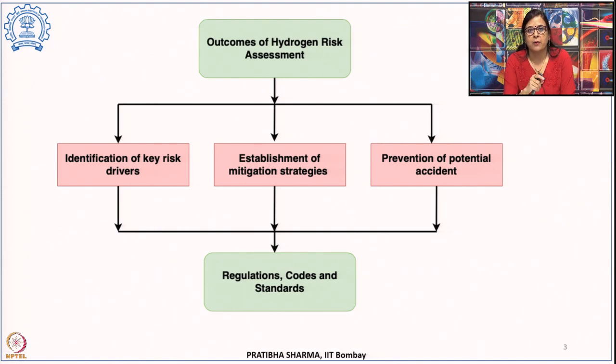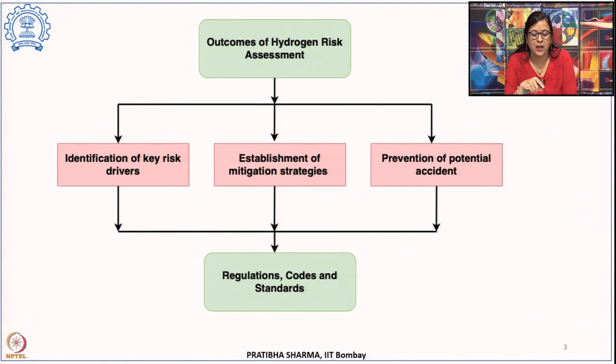Now, the important part in the hydrogen risk analysis is, first of all, to identify the key risk drivers which can lead to certain hazardous situations, the influencing parameters, then establishing the mitigation strategies, and prevention of potential accidents. These are the three major outcomes of hydrogen risk assessment. And based on the outcomes of the hydrogen risk assessment, that in fact forms a basis for the regulation codes and standards.